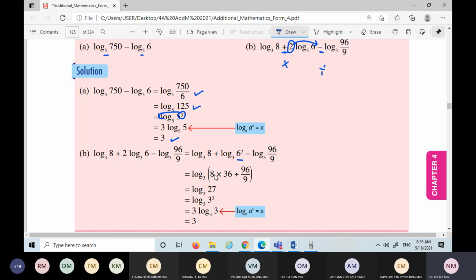Only then do you join them up. This is plus, so you become times. This is minus, so you become divide. Now it becomes one log only. Then this part, you just use the calculator, and you get 27. Then you proceed: 27 as 3 to the power 3. Same thing, the 3 moves in front. Log_3 3 is 1. 3 times 1 is 3.